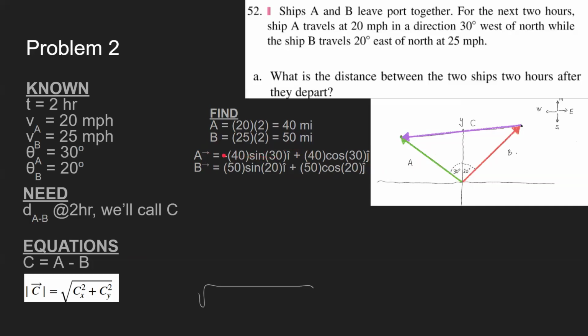And then why is it negative? Because this is in the negative i hat direction, which just means negative x direction. It's left of the y-axis, so it's negative.